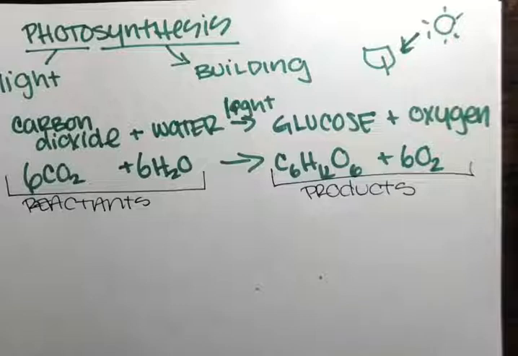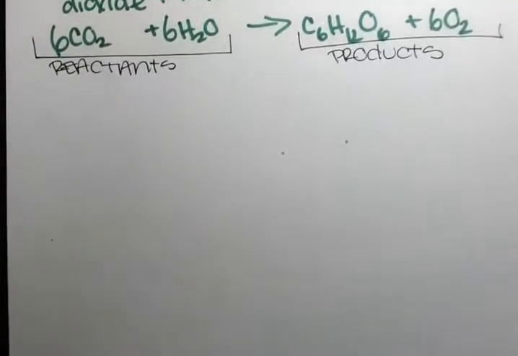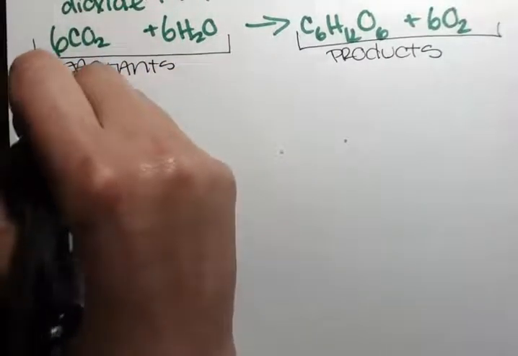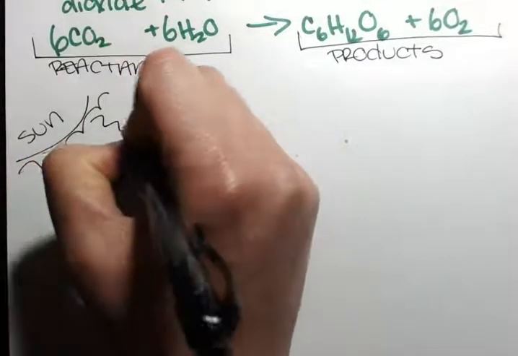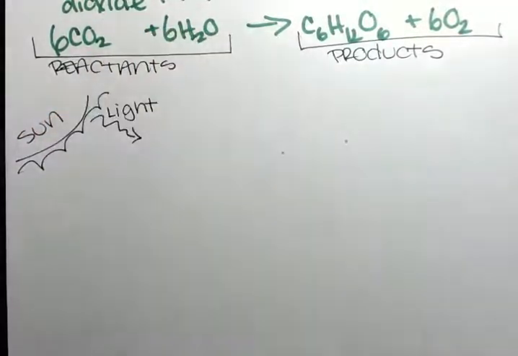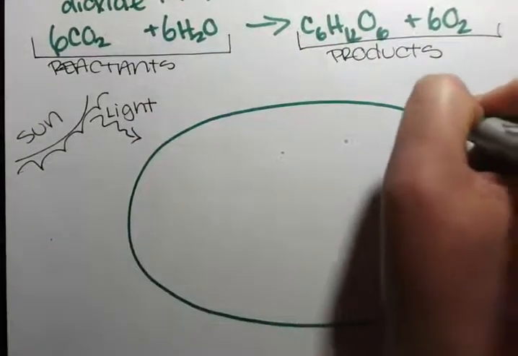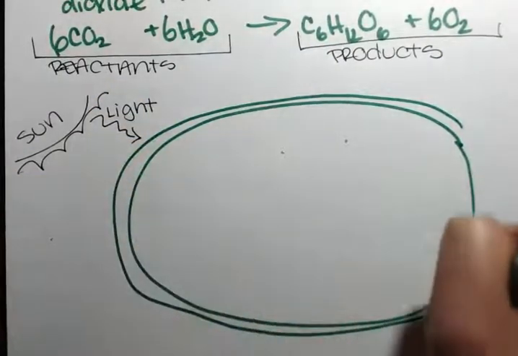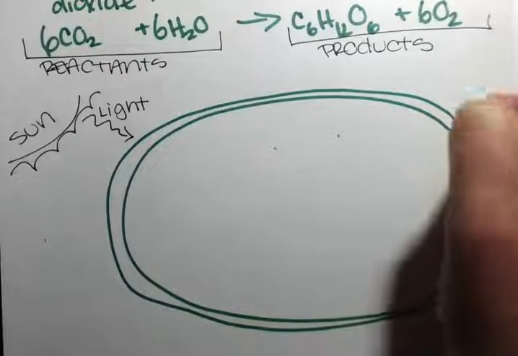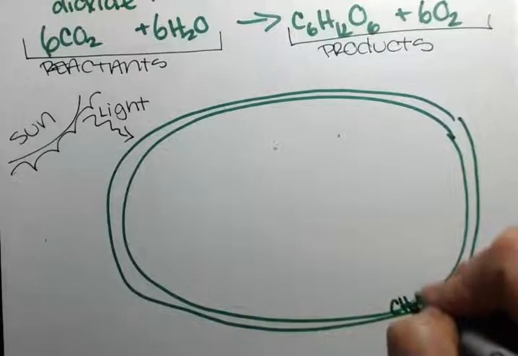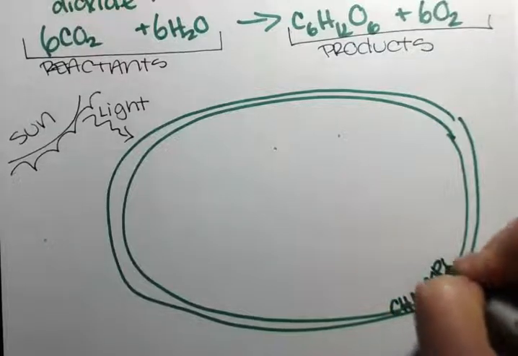So I'm just going to summarize kind of what's going on, big picture. So you have the sun, which is where the light is coming from. Now, this reaction occurs in producers. So those are plants, and also some bacteria and some protists can do photosynthesis. And specifically, it occurs inside of the chloroplast. So we're dealing with a chloroplast.